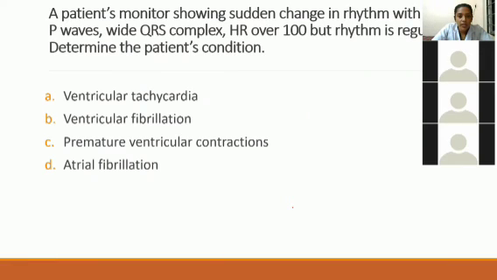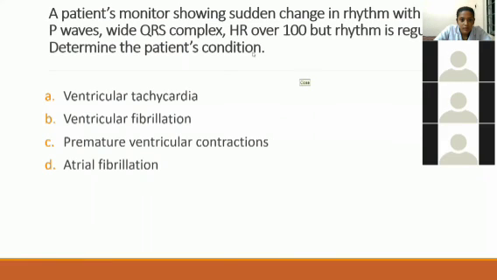A patient's monitor shows a sudden change in rhythm with no P waves, wide QRS complex, heart rate over 100, but the rhythm is regular. Determine the patient's condition. P waves are not present. Wide QRS complex is there, and heart rate is over 100, but rhythm is regular. Option A, ventricular tachycardia. Option B, ventricular fibrillation. Option C, premature ventricular contraction. And D, atrial fibrillation.